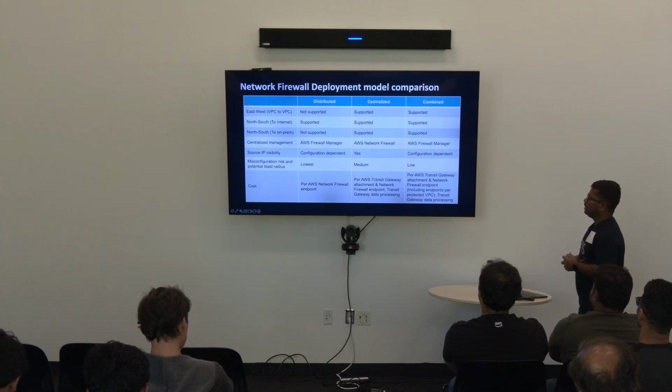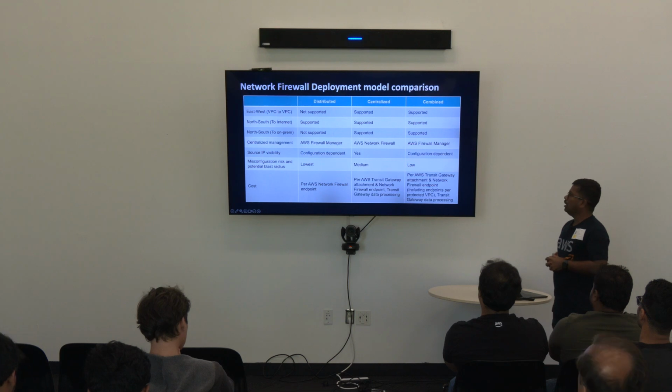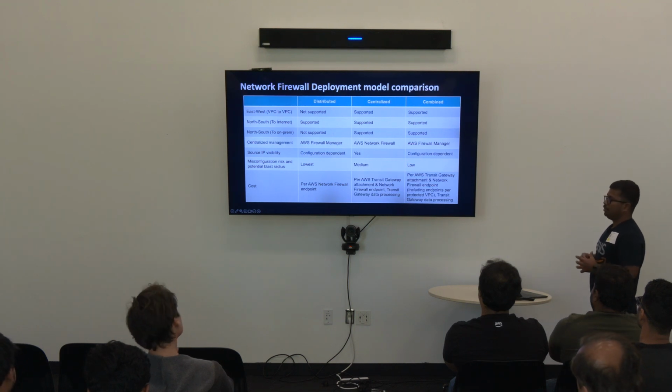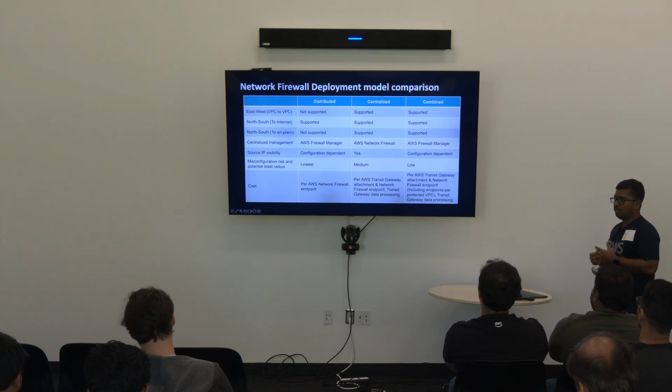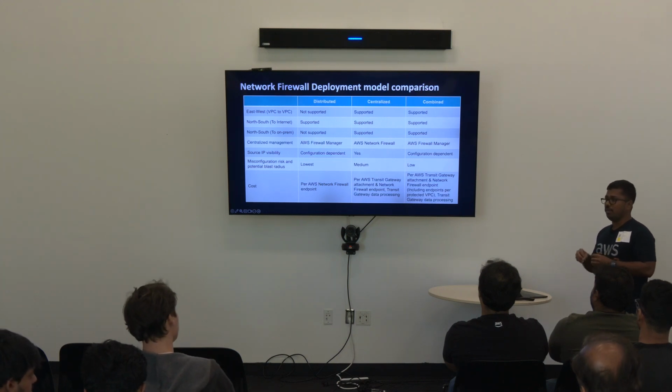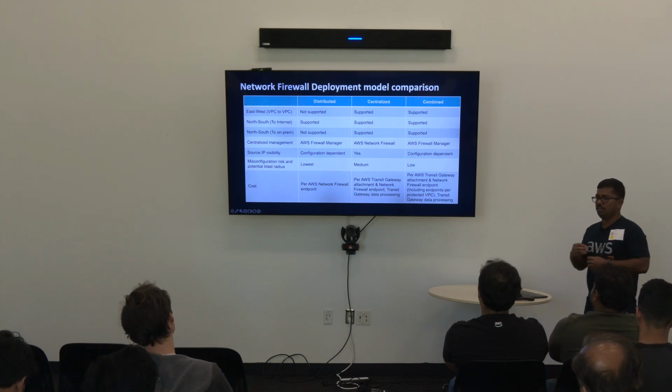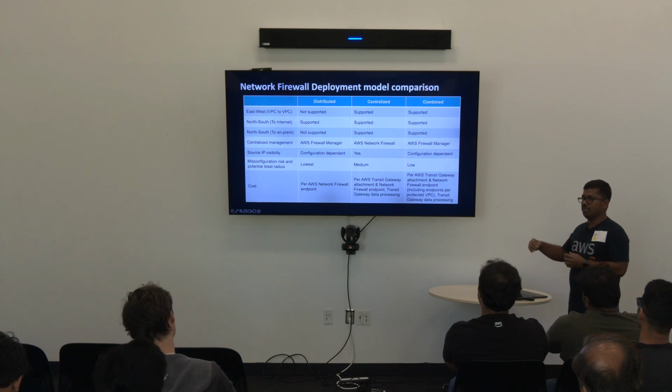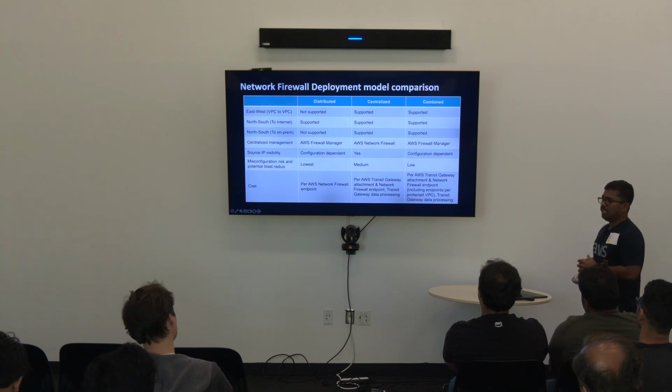Misconfiguration risk and potential blast radius. If you are going with the distributed, the blast radius and misconfiguration risk is the lowest, because we are going to have a firewall in each and every environment. Even if you do some misconfiguration, it's not going to affect other environments. Whereas in the centralized, it's going to be the minimum. If it is the combined environment, the risk is very low.